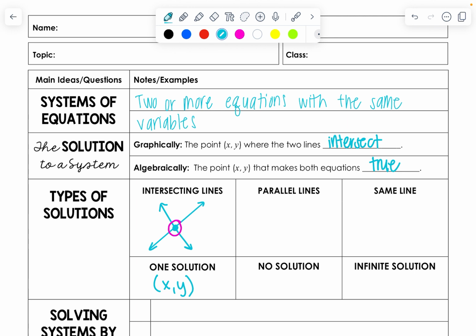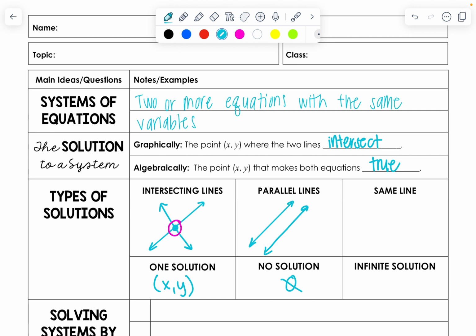If I had parallel lines, as a reminder, they never intersect, so it makes sense that they would have no solution because there's never a point at which they are intersecting. So parallel lines have no solution. Sometimes you might see that written as a 0 with an X through it, but you could also just write no solution.